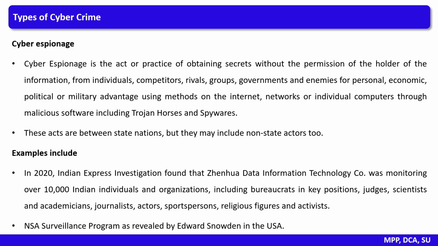Now let us discuss some of the examples of cyber espionage. In 2020, Indian Express investigations found that Jianhall Data Information Technology Co. was monitoring over 10,000 Indian individuals and organizations, including bureaucrats at key positions, judges, scientists and academicians, journalists, actors, sportspersons, religious figures, and activists. NSA surveillance program, as revealed by Edward Snowden in the US.